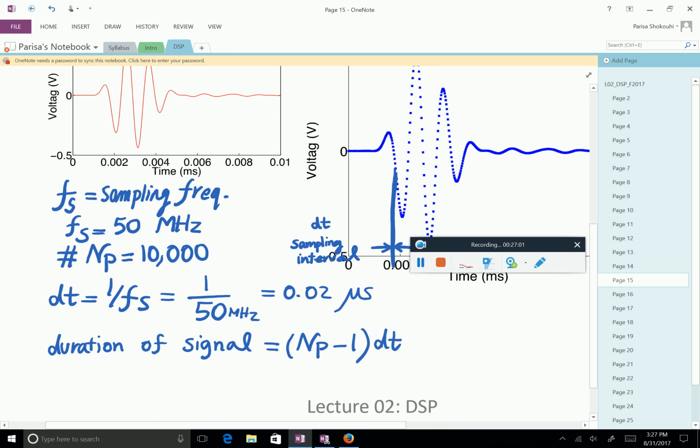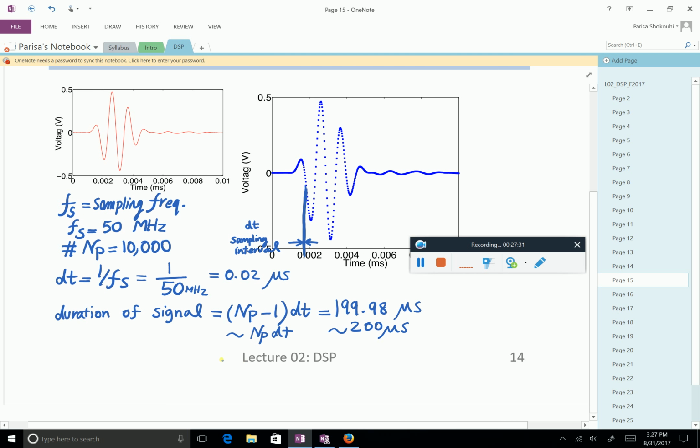So the duration of the signal: sometimes, if the number of points is very large, people just approximate that because it doesn't matter. But in this case, if you calculate it, the exact value would be this, which is almost 200. Another way to write this duration is, instead of writing it with dt, you just substitute 1 over fs, and write it like that. I know it's intuitive, but it's good to write them. I think I have everything about the time domain.